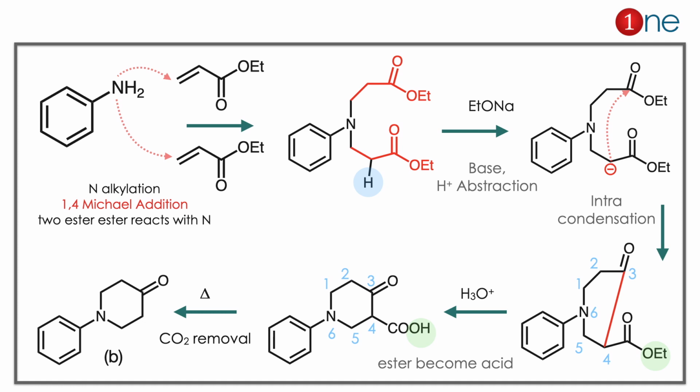Here you have to learn two important things. Organic nucleophiles are soft, so they will undergo 1,4 Michael addition. Second thing is, whenever you have many ketonic groups, you might think of intra-condensation. It always cyclizes to form 6-member stable rings.